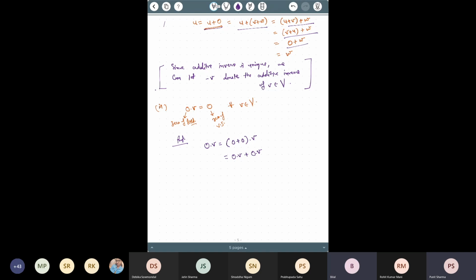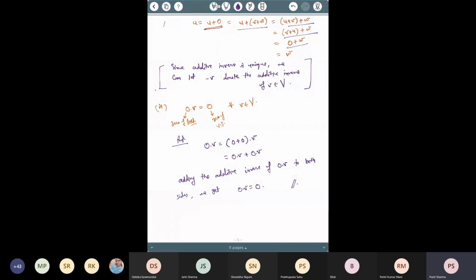So you just add the additive inverse of 0 dot v. This is a vector in the vector space, so we can find its additive inverse, and add it to both sides. We get 0 dot v equal to 0. And that's all.